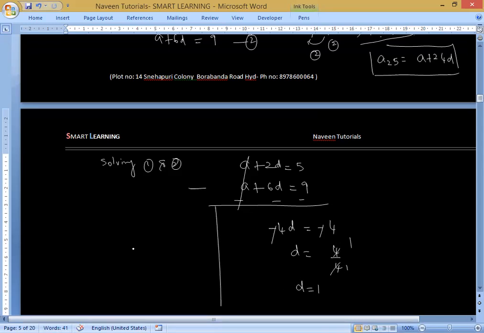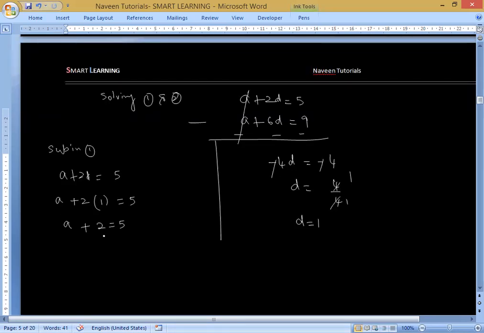Once you get the common difference, substitute it in the first equation. What is the first equation? A plus 2D is equal to 5. So A plus 2, and D is 1, equal to 5. Then A plus 2 into 1, which is 2, is equal to 5. Then I'll move 2 to the other side. So A is equal to 5 minus 2. A is equal to 3. So I got the value of A equal to 3 and D is equal to 1.